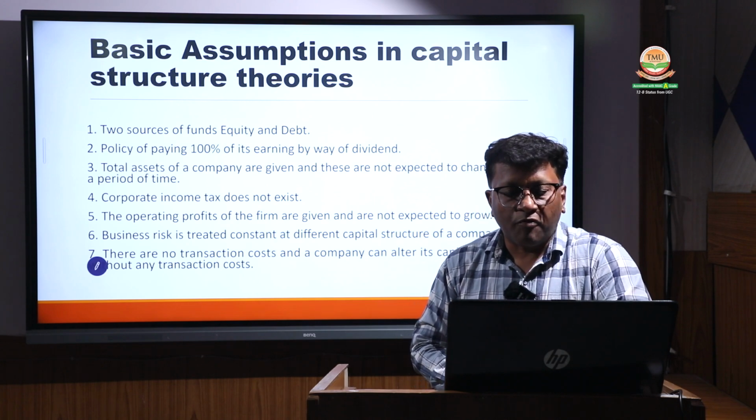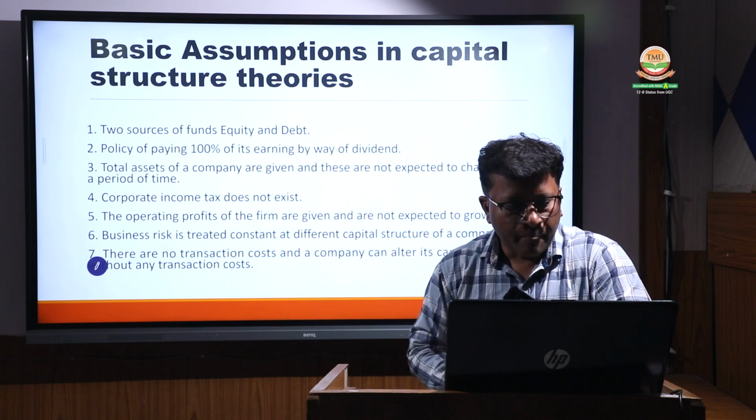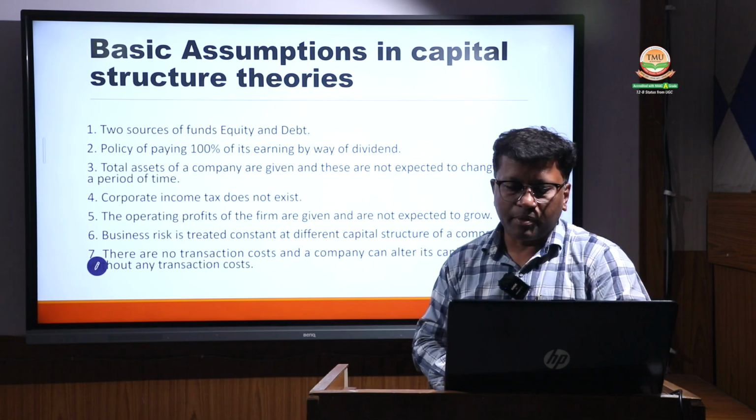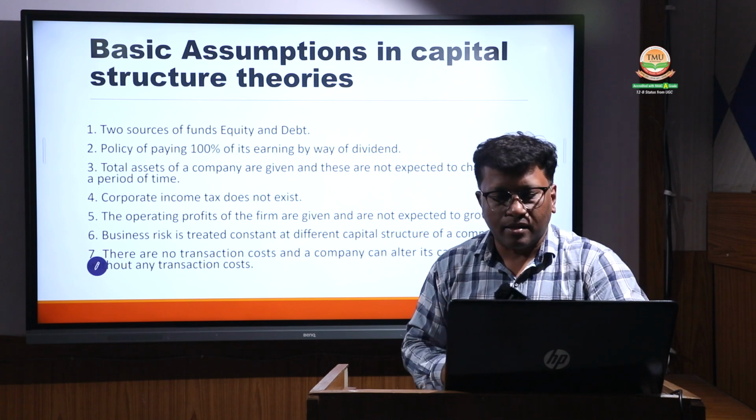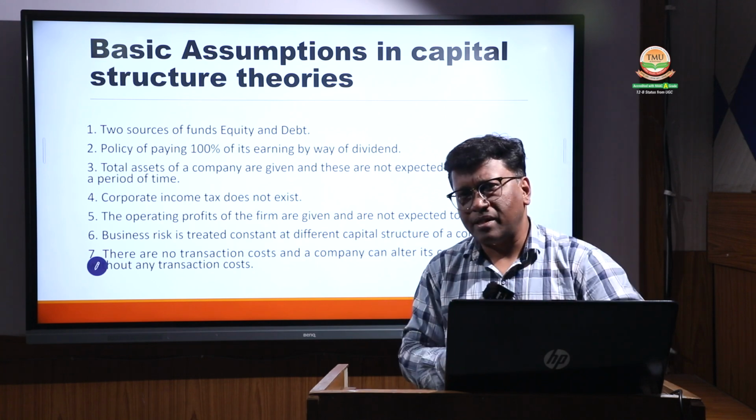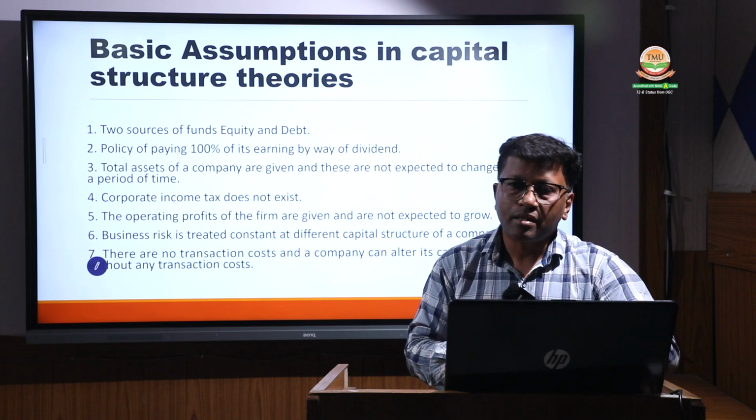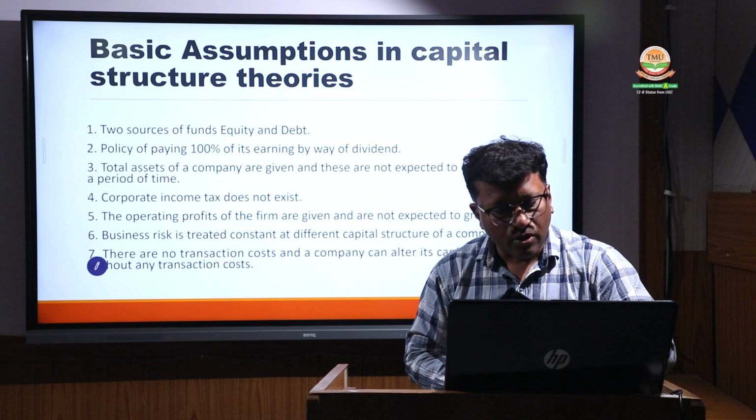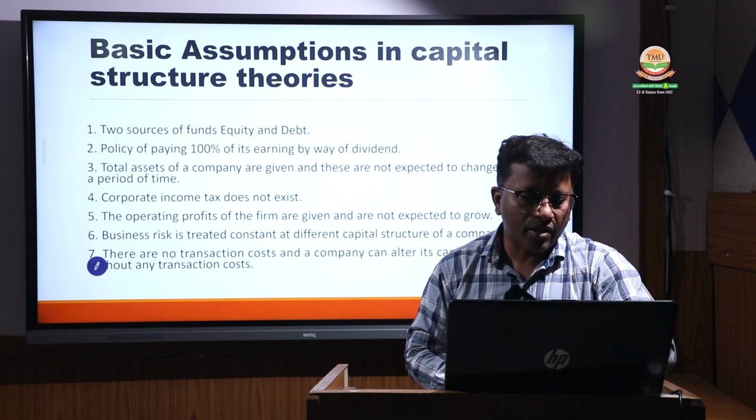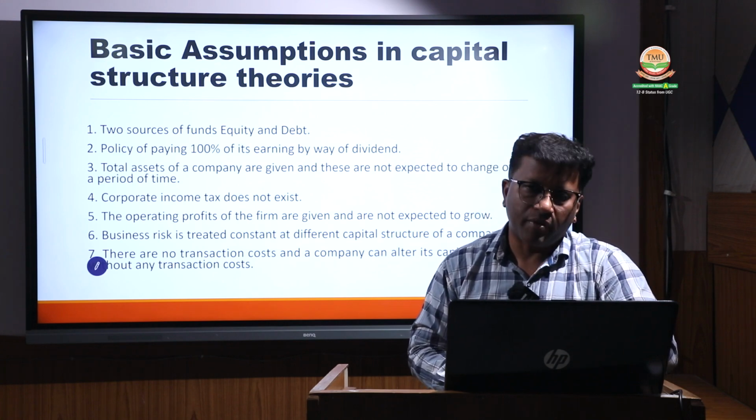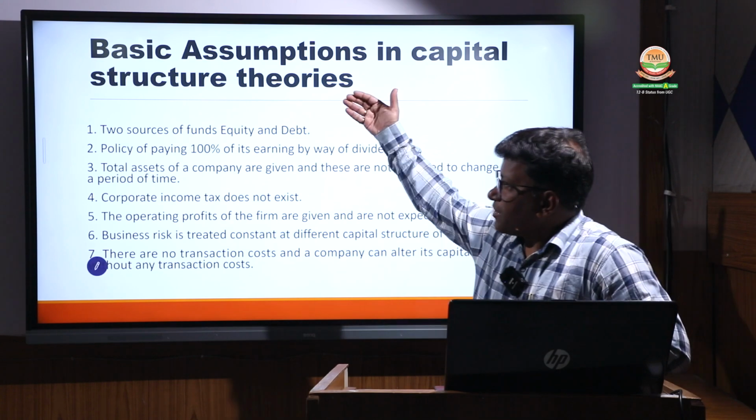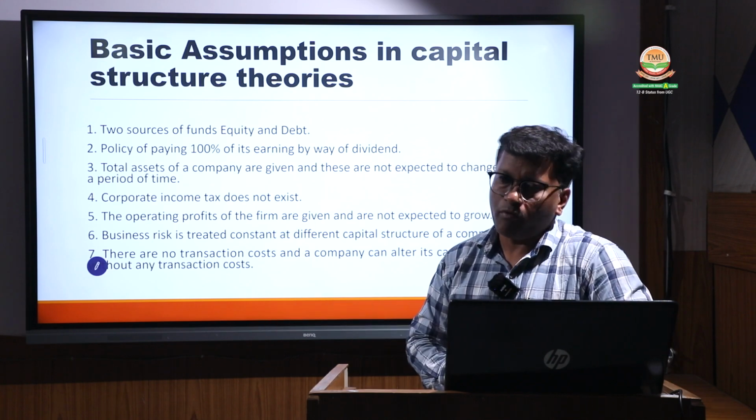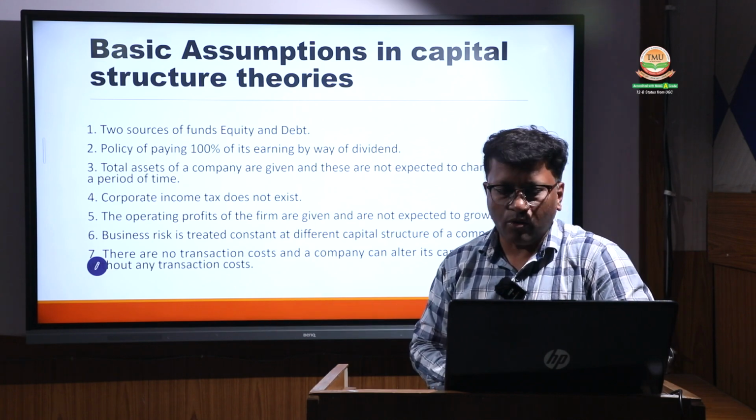The operating profit of the firm is given and not expected to grow, right? Business risk is treated as constant at different capital structures of a company. It means we have to assume that in a particular company's capital structure, there is a risk, and the risk is treated as a constant, right? And there are no transaction costs, and a company can alter its capital structure very frequently without any transaction cost. So we have to keep in mind these assumptions when we are talking about the theories of capital structure or when we are building a capital structure for any organization.